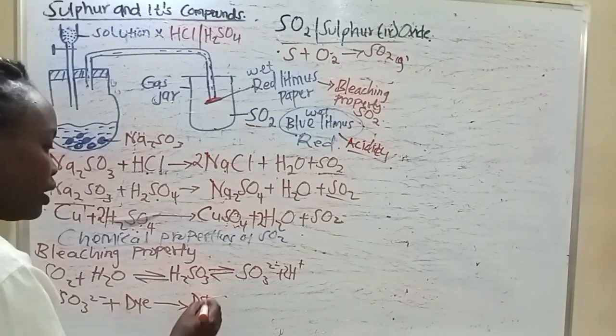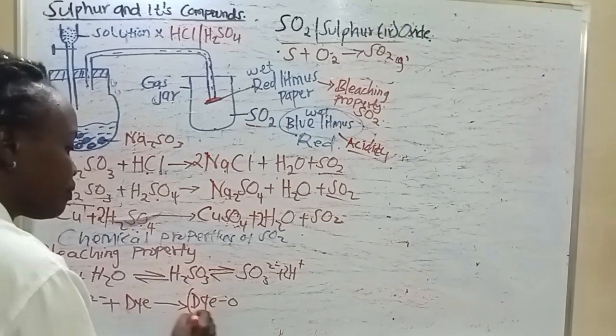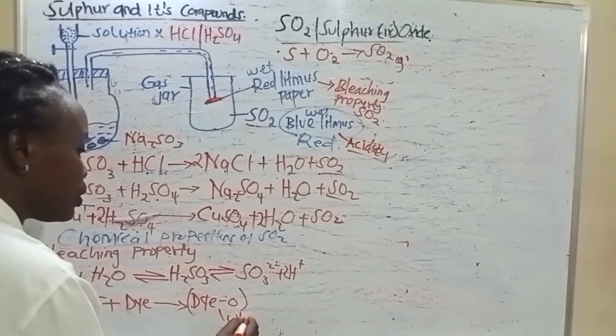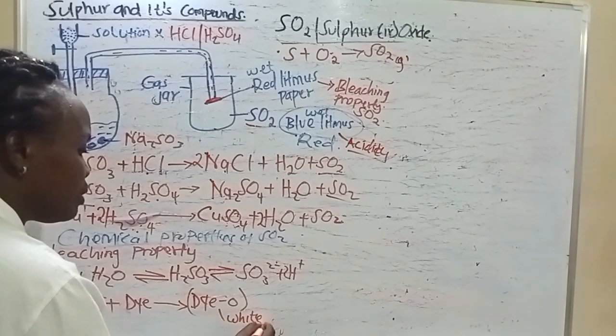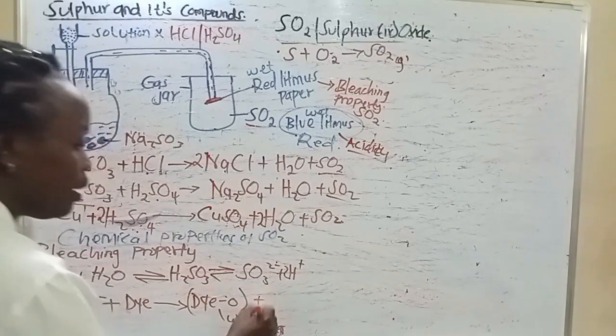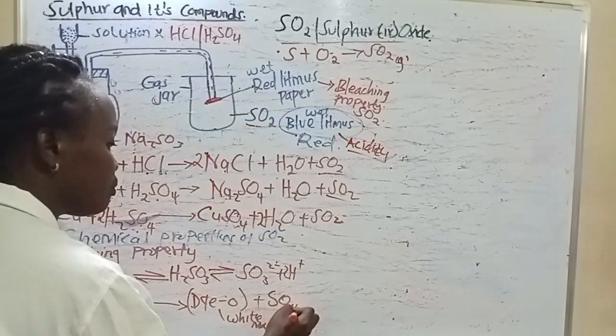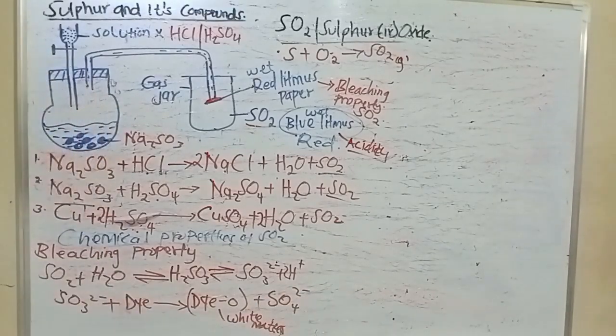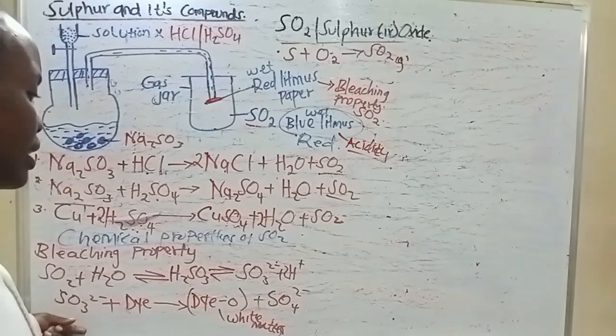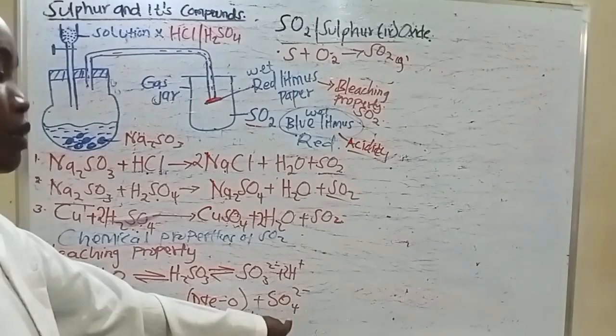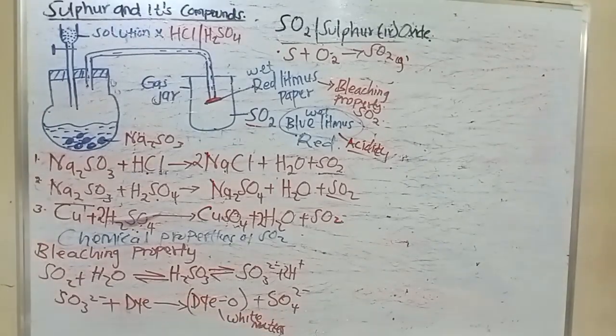So it's going to be your dye, which becomes the white matter which was bleached, plus sulfate ions, okay? Now, remember, if it is reducing, the sulfite ions are going to be oxidized on this other side. So that is the bleaching property.